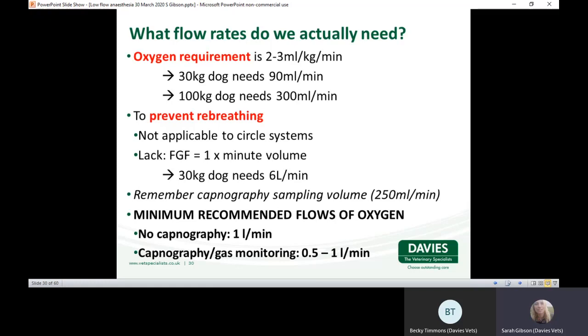We do need to allow for capnography sampling. The line will take up to 250 mils per minute from the breathing systems, which at very low flows is significant. So for safety, I would suggest not going below 1 litre per minute if there is no capnography and gas monitoring. With experience, capnography and gas monitoring, an anaesthetic machine is capable of lower flows. Going to 0.5 litres per minute is possible.